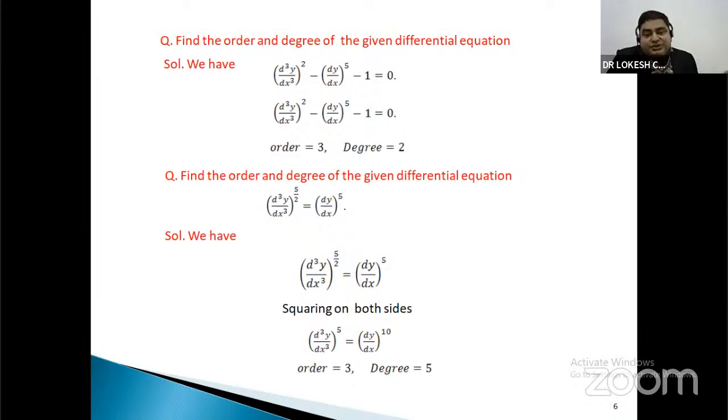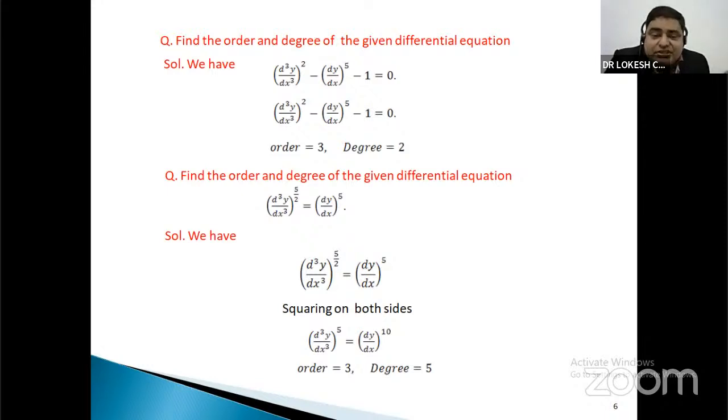Now here there is no square root sign or cube root sign or any such symbol present. But radical degree means the power is of the type 1 by 3 or 3 by 2. Here it is written d cube y by dx cube whole power 5 by 2. So for degree, we have to make it free from the fraction 5 by 2.